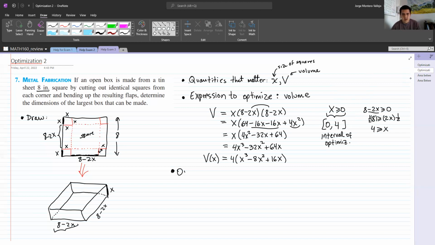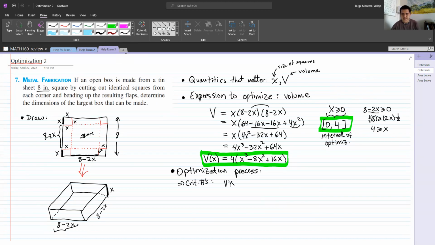So, the optimization process. We have our function, right? The function that we are optimizing, and our interval of optimization. So we are ready to start that. For the critical numbers, we need to take the derivative.